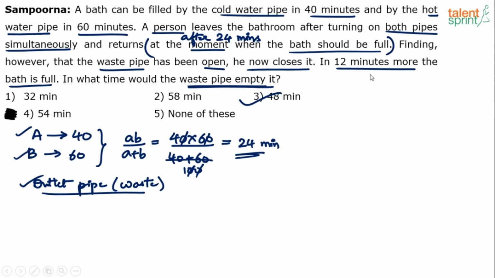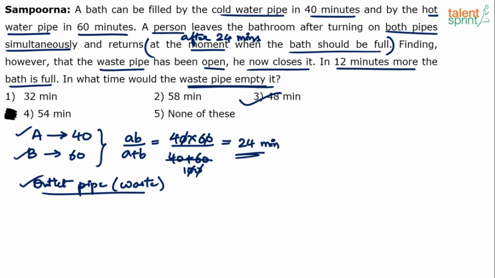See, we know that A and B together can do the full job in 24 minutes. So they will do half of the job in 12 minutes. Which means they have filled half of the bathtub in 12 minutes. If they filled half of the bath in 12 minutes, it is obvious that in the first 24 minutes only half of the bathtub was filled.